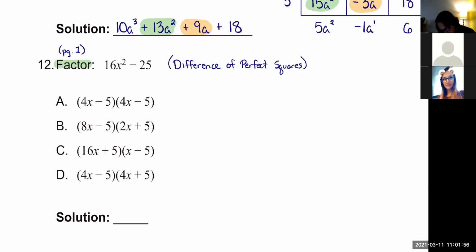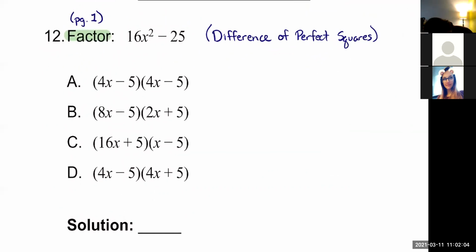And in order to factor this, I need to know exactly what is being squared in order to figure out the binomials. What is being squared to make 16x squared? 4x. And what is being squared to make the 25? 5. Now, be careful here because there are 2 options that have 4x and 5. Which one is the correct one? D. Why not A? Because they're both subtracted, you want one addition and one subtraction.